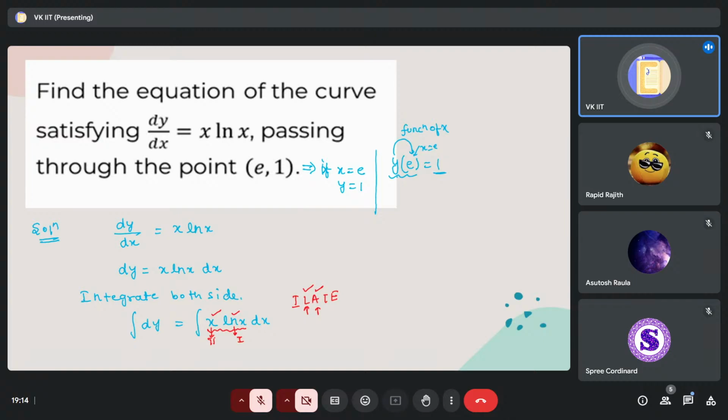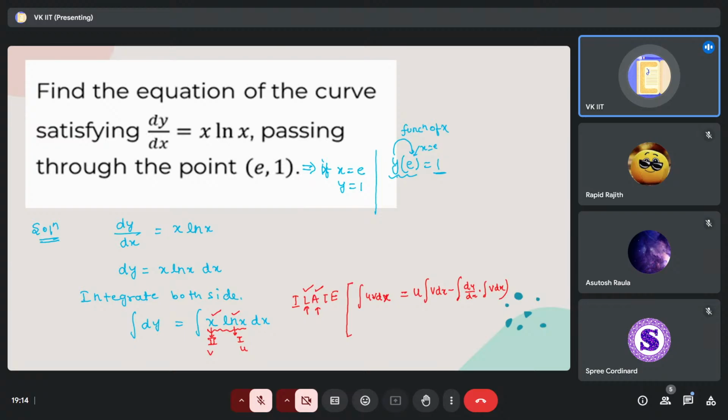Now the formula, I'm writing here: integration of u into v dx is equal to nothing but first as it is, that means u as it is, integration of second, minus differentiation of first into integration of second, of whole dx.